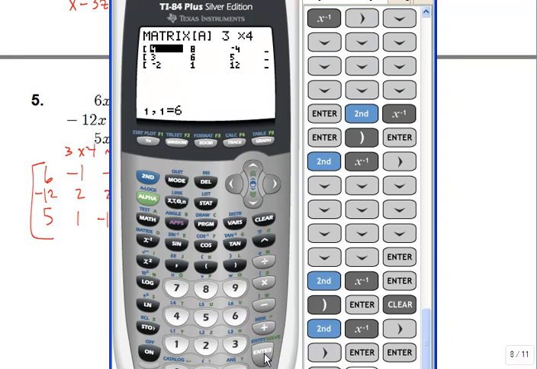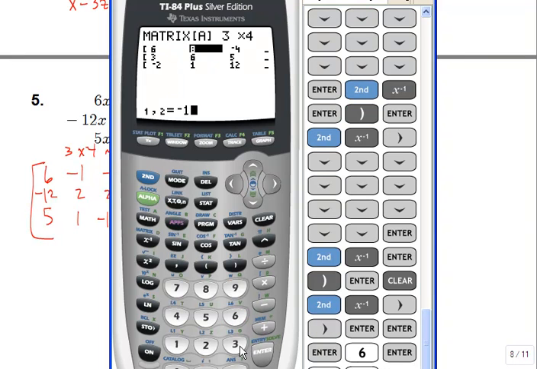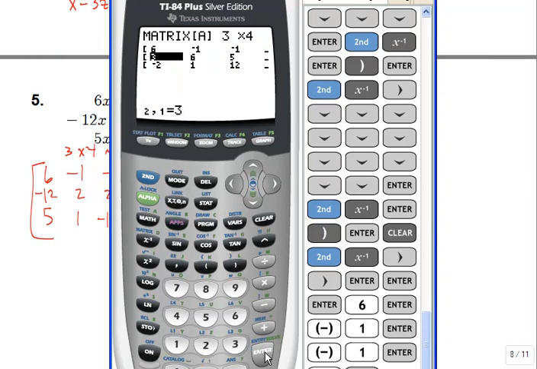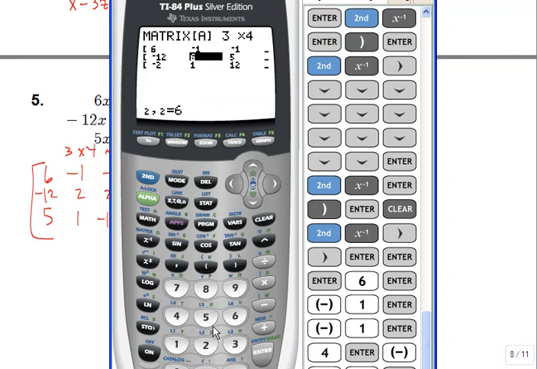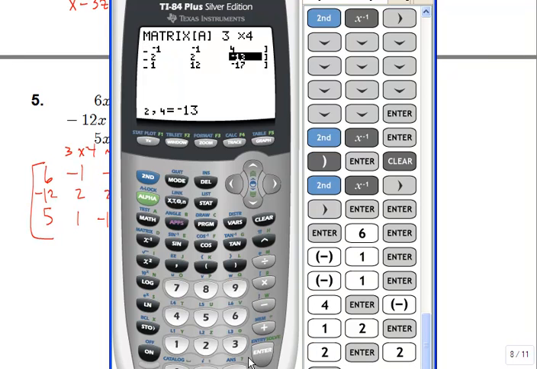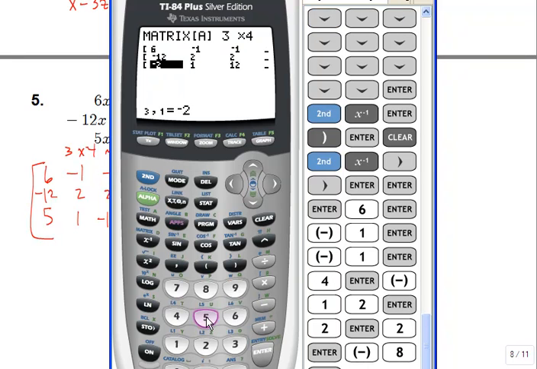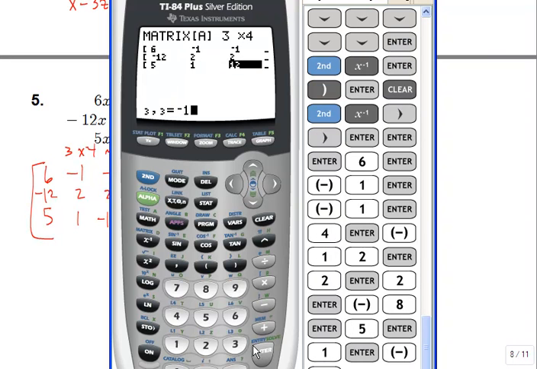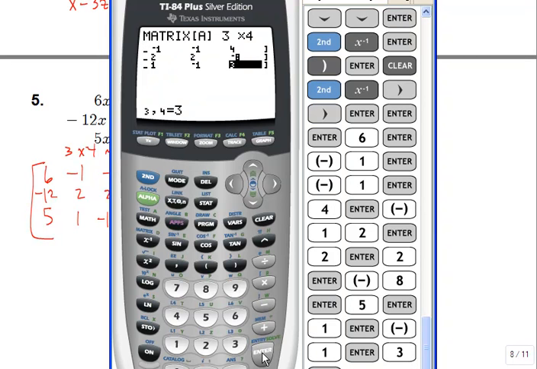So I want a 6, I want a -1, another -1, and a 4. And then in row 2 I want a -12, a 2, another 2, and a -8. And in row 3 I want a 5, a 1, a -1, and a 3. So now matrix A has been typed in.